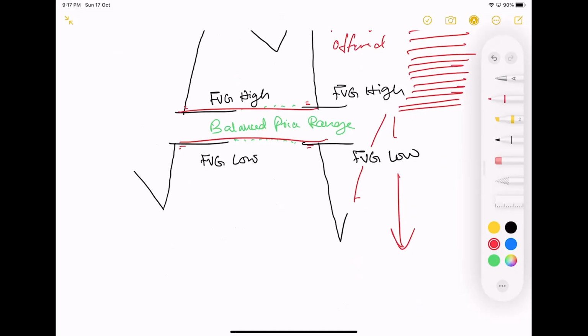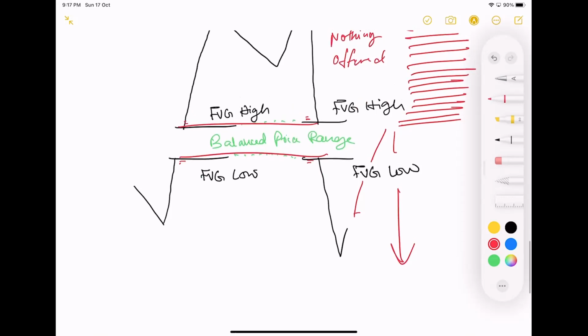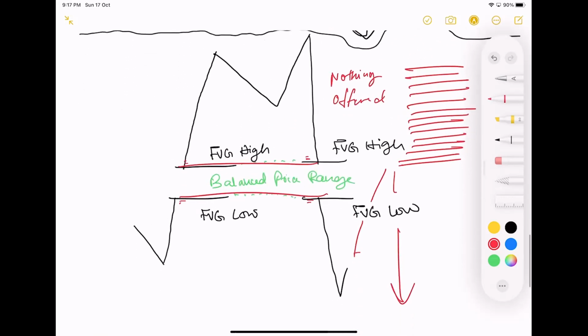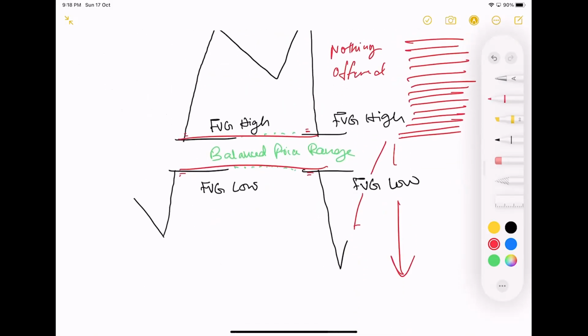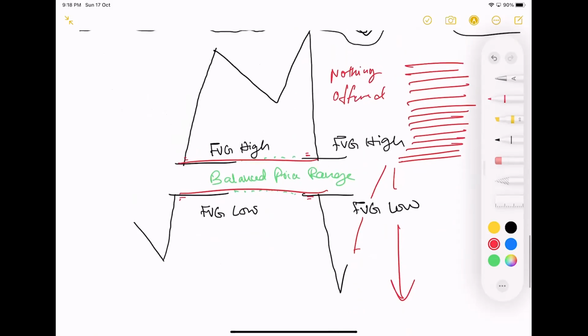Yeah, balance price, you look for imbalance. It can happen in the middle of a range as well. Okay, but just understand the concept. Just don't think about it too much, right?